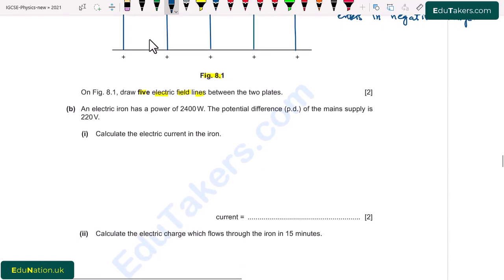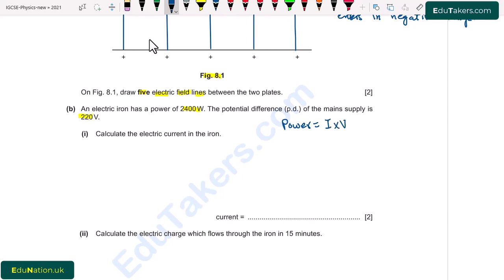Part B. An electric iron has a power of 2400 watt. The potential difference (PD) of the mains supply is 220 volt. Part 1. Calculate the electric current in the iron. Here we have to calculate the electric current. Power is given and potential difference is given. We know that power is the product of current and potential difference.